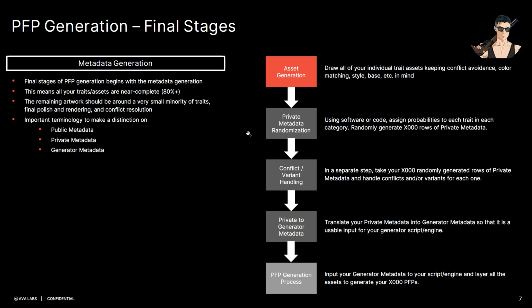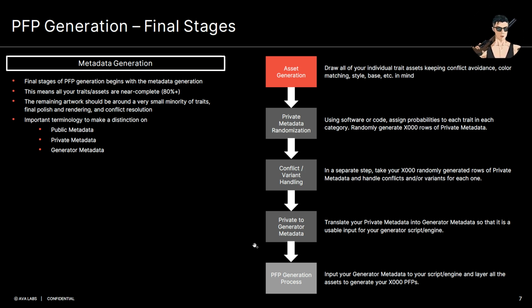But that hair may be matched sometimes with a hat, and sometimes it might not be matched with a hat. So as you guys saw earlier, you have to build in that logic here at the conflict and variant handling stage to perform those checks and say, okay, which version of the ponytail am I going to pick? Am I going to pick the normal version, or am I going to pick the version that works with hats?